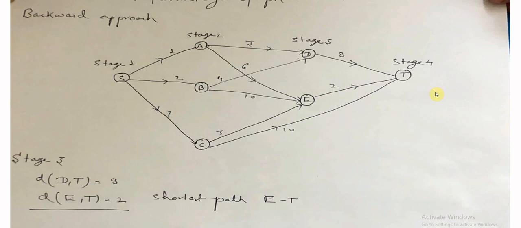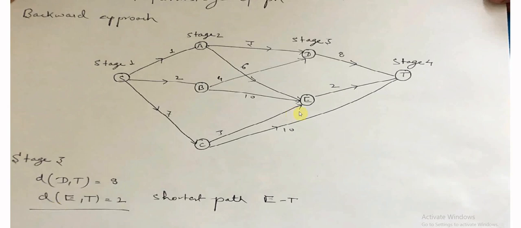Now first, since we are in stage 4, in stage 3 there are only two vertices, that is D and E. So we simply generate the amount of cost that is required to travel from D to T. Since there is only one edge that is originating from D and ending up in T, there is no need of comparison, because there is only a single path available. So obviously the answer will be 8.